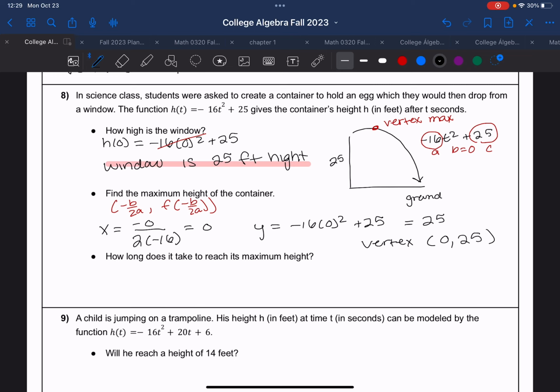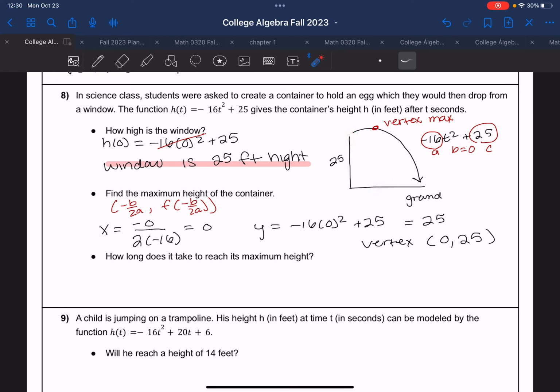Okay? Meaning the highest point that the container ever goes is that 25 feet. Because we're dropping the container out of the window. When you're throwing a container holding an egg, that's in order to protect it, you're not going to throw it up and then down. It's going to go straight down. So meaning we could even draw our graph looking more like this to visualize that you're dropping out of the window straight to the ground. So our vertex would have to be that window.